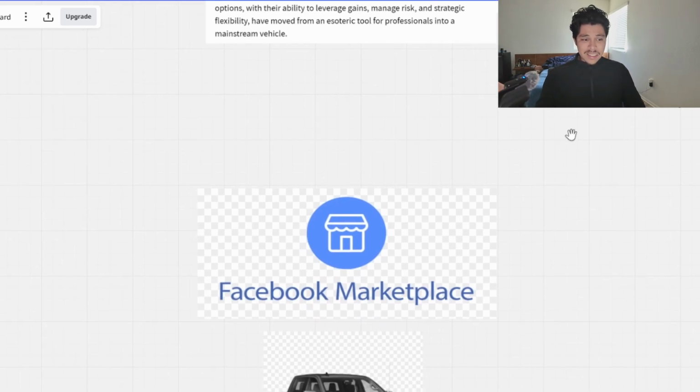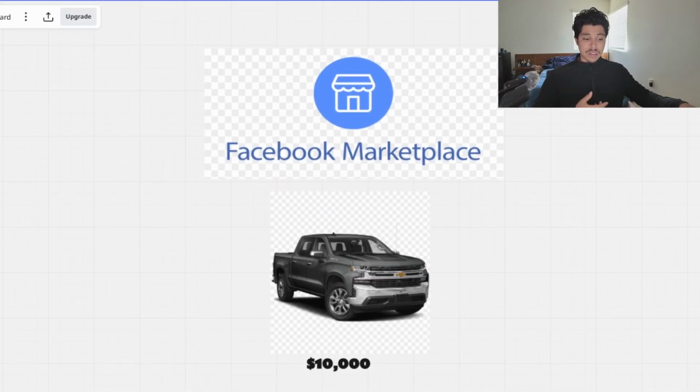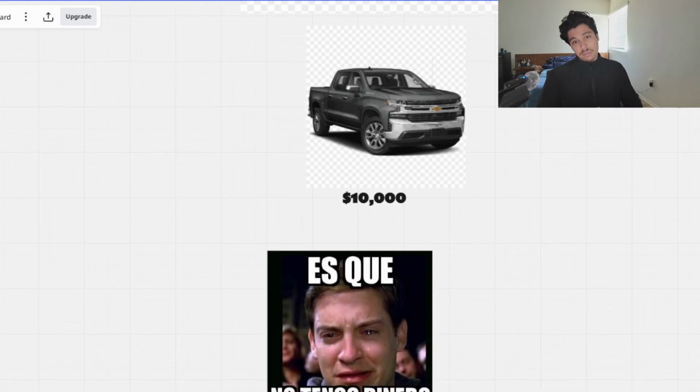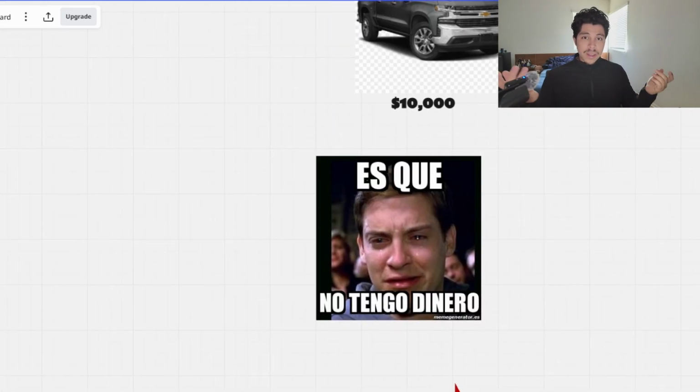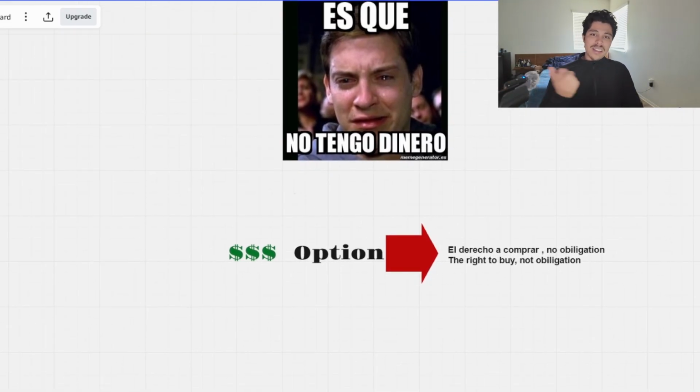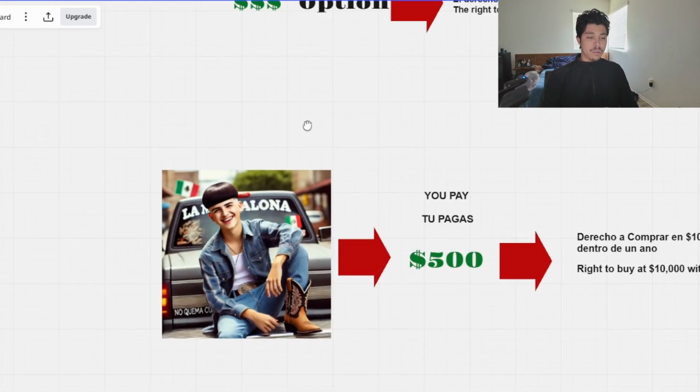So your dad goes to Facebook Marketplace, and he sees a Silverado that he falls in love with, and it costs $10,000. Pretty expensive for a Silverado, but whatever. And the problem is he's got no money, no tiene dinero, no puede comprar la camioneta, he can't buy the truck. So what does he do? He buys an option contract, compra un contrato de opción. And what is this? It gives you the right to buy, not the obligation, el derecho a comprar, no la obligación. I'm gonna give you the actual example.